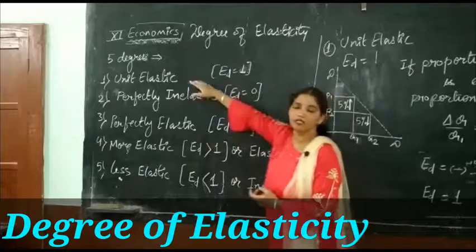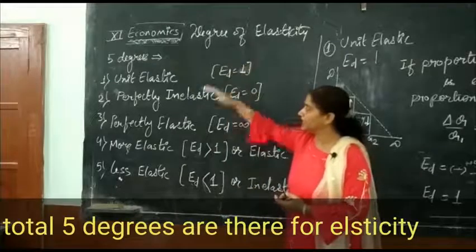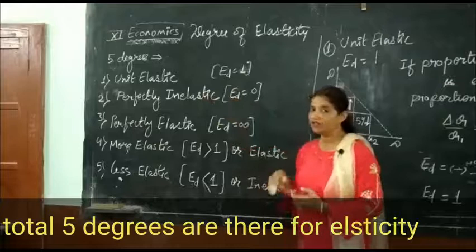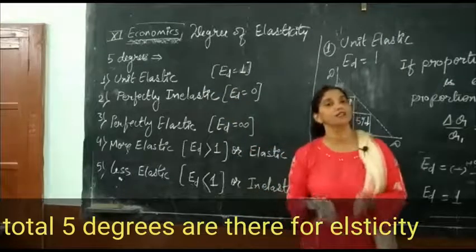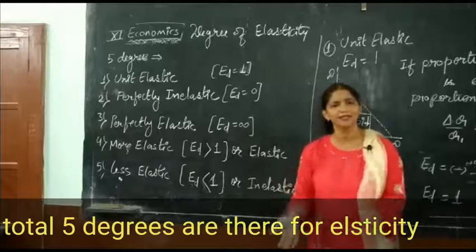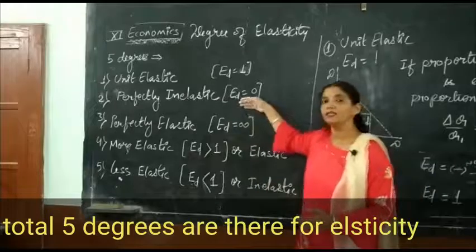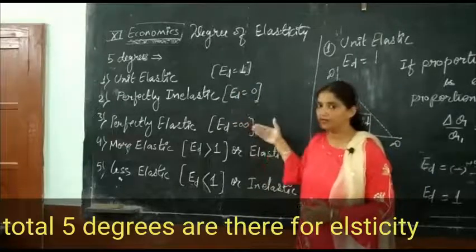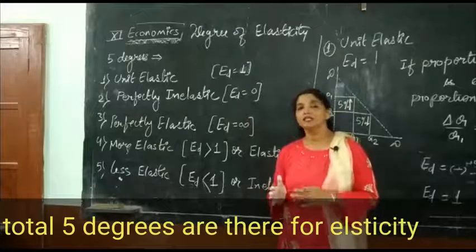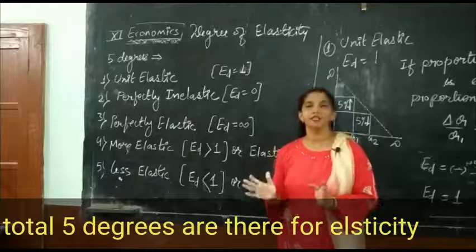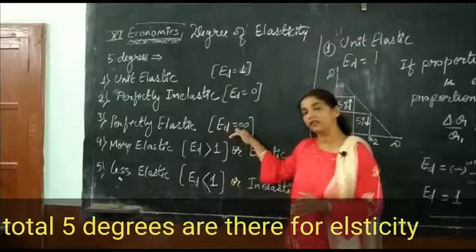First one is unit elastic or unitary elastic. Second is perfectly inelastic. If we are talking about perfectly inelastic demand, in that condition we can say that elasticity of demand is 0, completely 0. Okay? Here elasticity is 0. It means perfectly inelastic. Third degree is perfectly elastic. Perfectly elastic means elasticity of demand is infinity, that is undetermined. Here ED equals infinite.